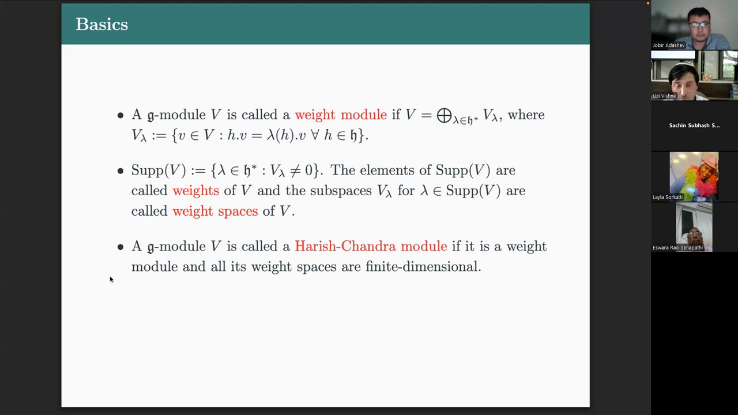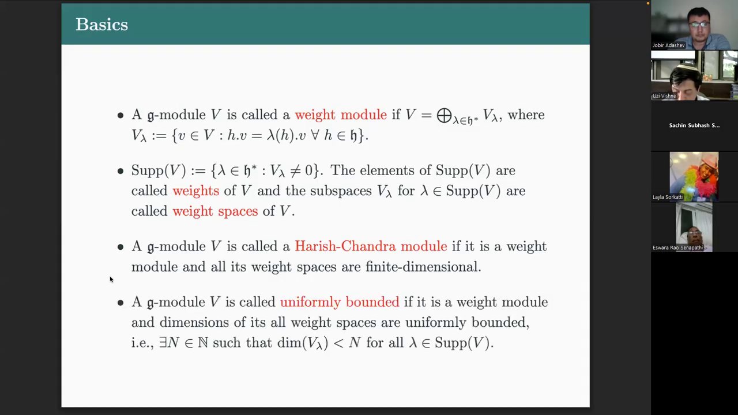Just studying arbitrary modules takes the situation out of hand, and it would be a wild problem. So mathematicians usually restrict their attention to classifying Harish-Chandra modules. One special class of Harish-Chandra modules is the uniformly bounded modules. Those are the ones for which the weight spaces are uniformly bounded. It means there exists a number n large enough that bounds the dimensions of all the weight spaces of V. So of course it is a Harish-Chandra module.